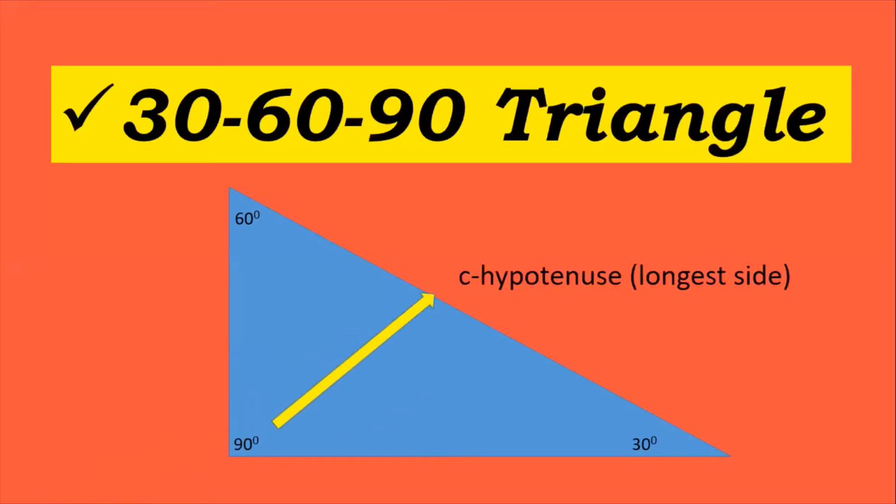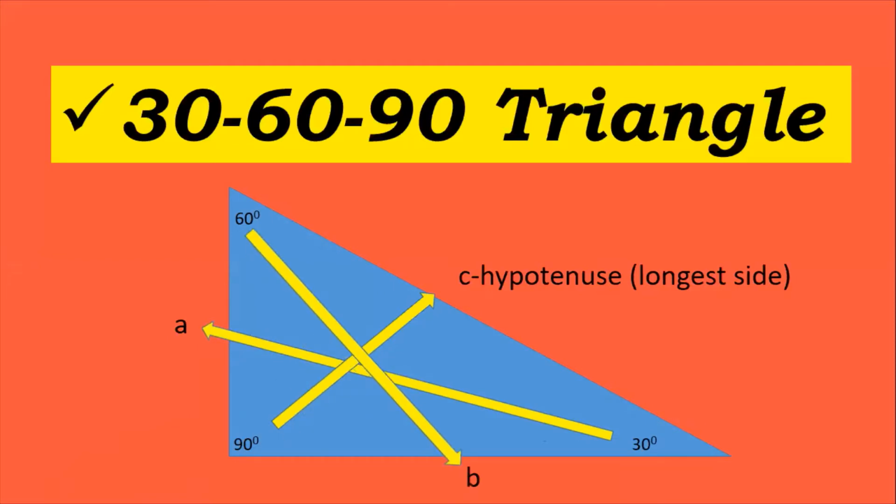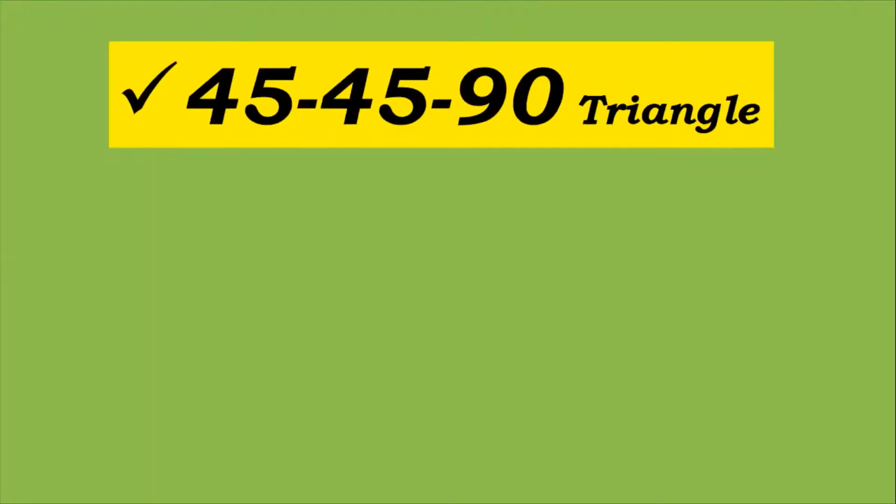The longest side is called the hypotenuse, which is labeled as C, and the side opposite our 30-degree angle is side A, and the side opposite our 60-degree angle is side B. Take note that the longest side is also the side opposite our 90-degree angle.